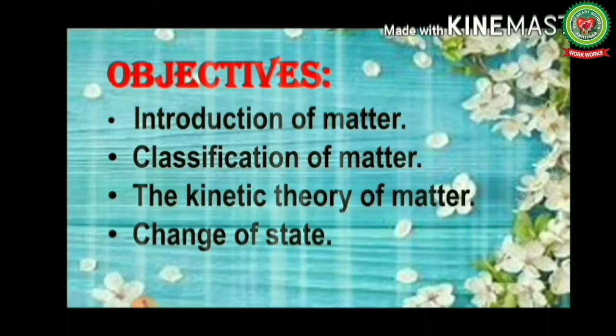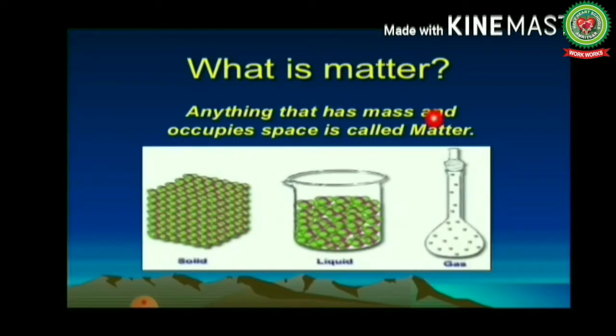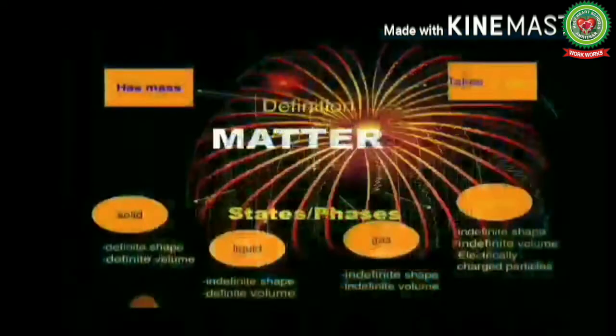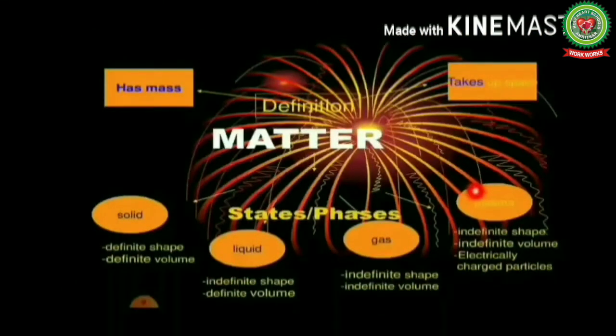Firstly, we will discuss what is matter. Anything that has mass and occupies space is called matter. Matter is broadly classified into three types: solid, liquid, and gas. Scientists have given the fourth state of matter, that is plasma. We will discuss all these states of matter one by one.